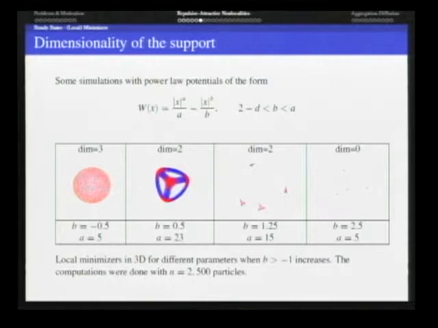If you fix A or play with A and decrease B, which is the important thing, then the support of the minimizer gets larger and larger. Okay, so the question is, can we prove this qualitative property for the solutions? So that's the first result I'm going to discuss, in fact.